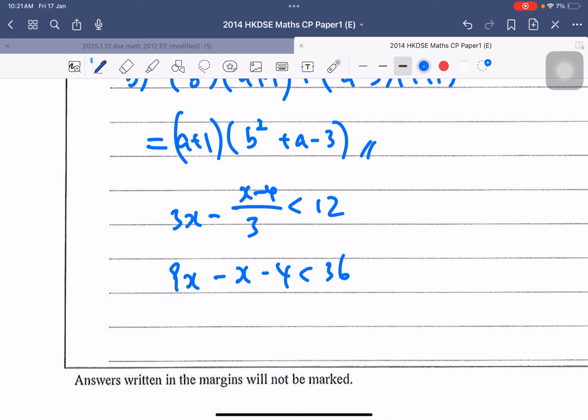Abby, listen. Zenith, listen. You get it wrong. All of you get it wrong. Is this correct? This step from this step. No. Why? Where is the mistake?